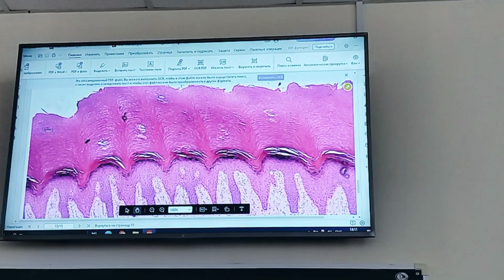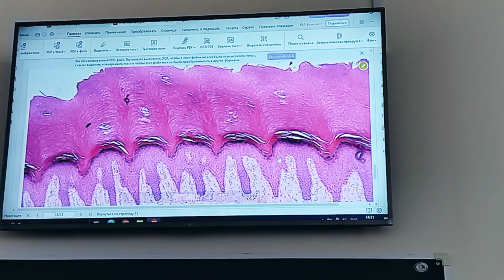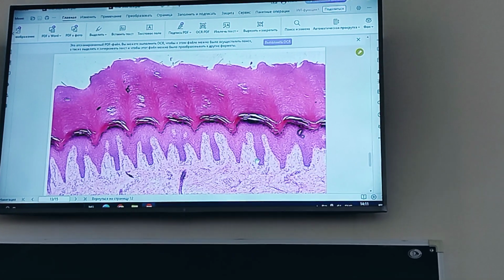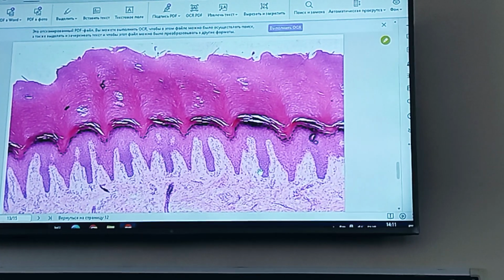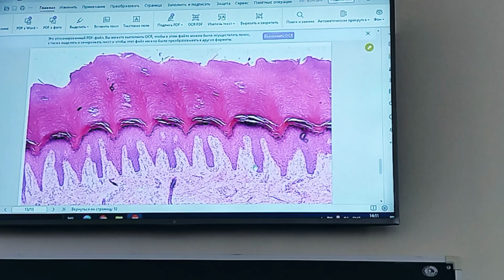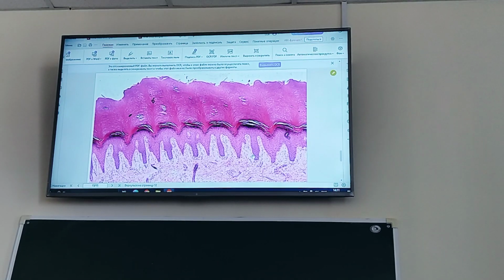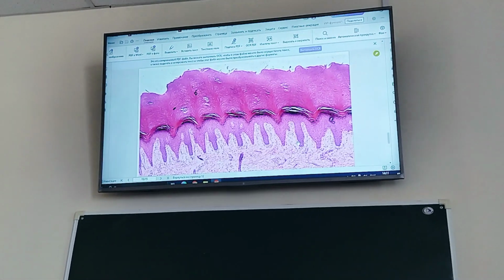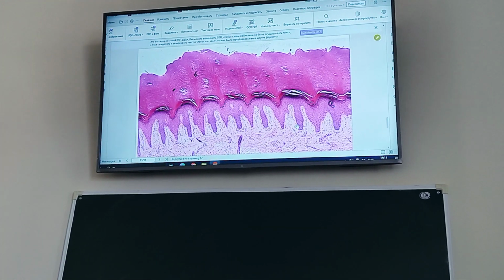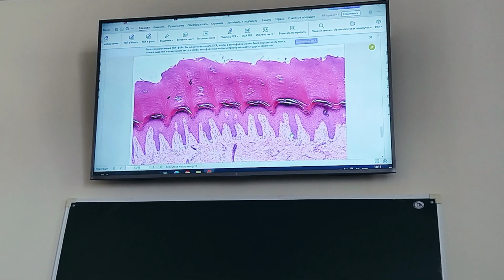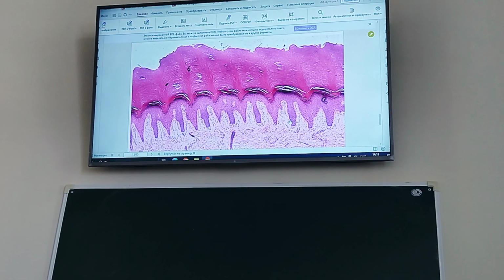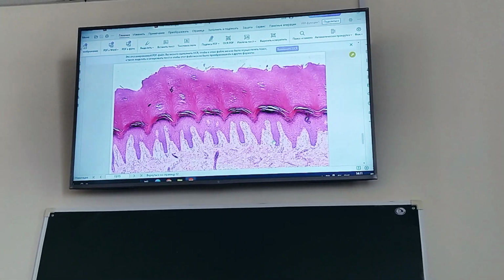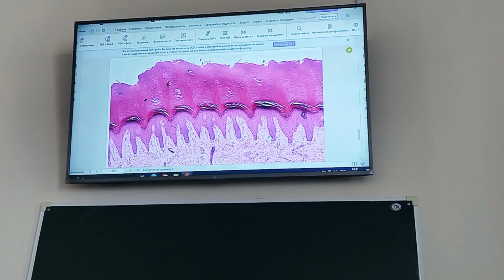What is this? Not transitional, stratified, but what? Stratified squamous keratinized epithelium, or epidermis from the thick skin. Your explanation: here I can observe at least 4 or 5 layers of cells. It would be perfect if you remember the names: stratum basale, spinosum, granulosum, lucidum, and corneum.